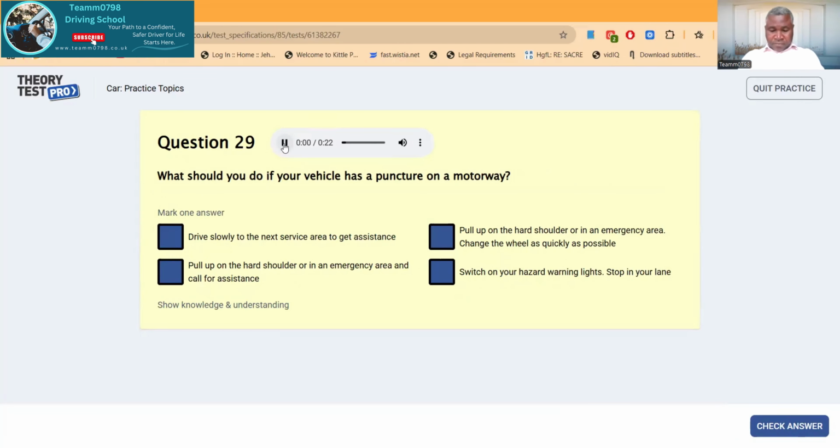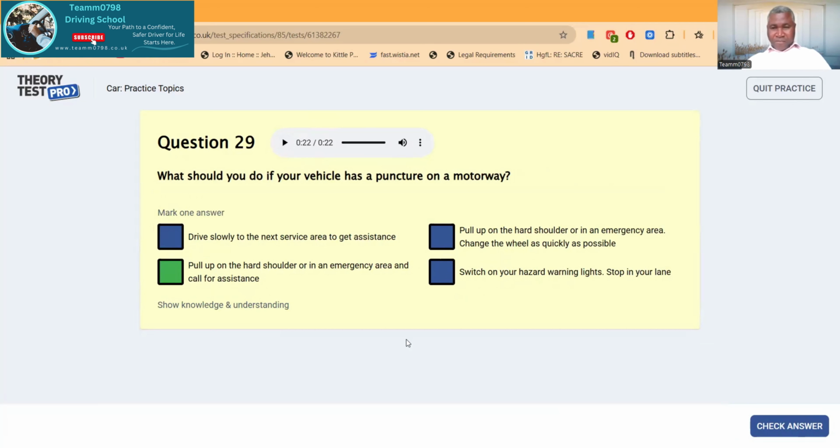What should you do if your vehicle has a puncture on a motorway? Drive slowly to the next service area to get assistance. Pull up on the hard shoulder or in an emergency area. Change the wheel as quickly as possible. Pull up on the hard shoulder or in an emergency area and call for assistance. Switch on your hazard warning lights.